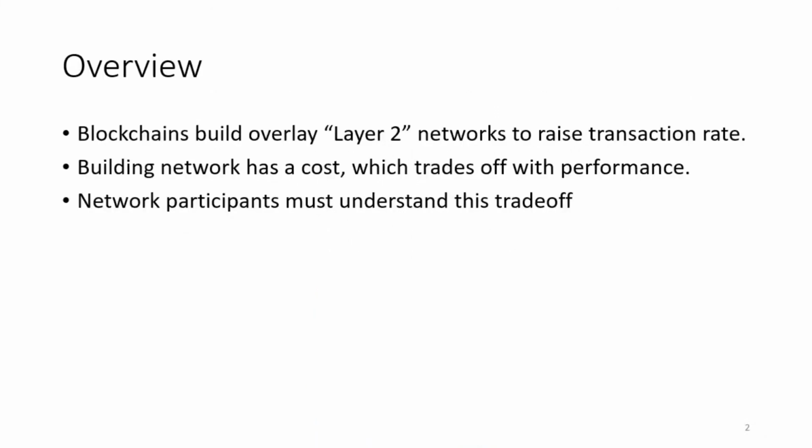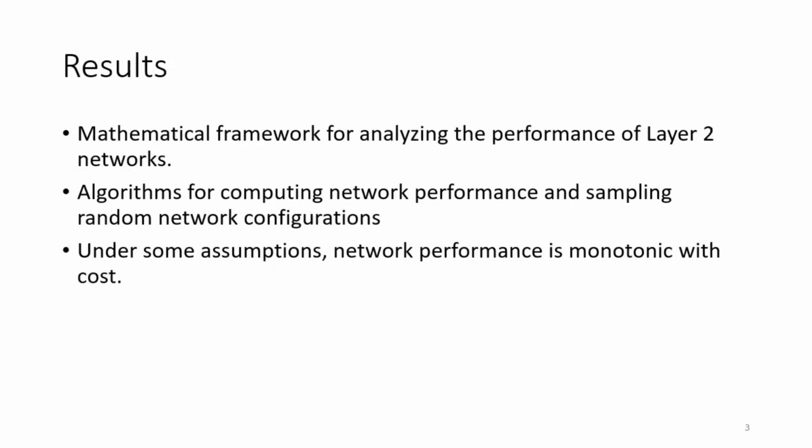At a high level, blockchains in the modern era build overlay or Layer 2 payment networks as a way of boosting their transaction rate. And these networks boost the transaction rate of the overall system, but building them and maintaining them has a real financial cost. And of course, this cost trades off with the performance of the network. Network participants, therefore, would need to understand this trade-off in order to make rational, efficient decisions.